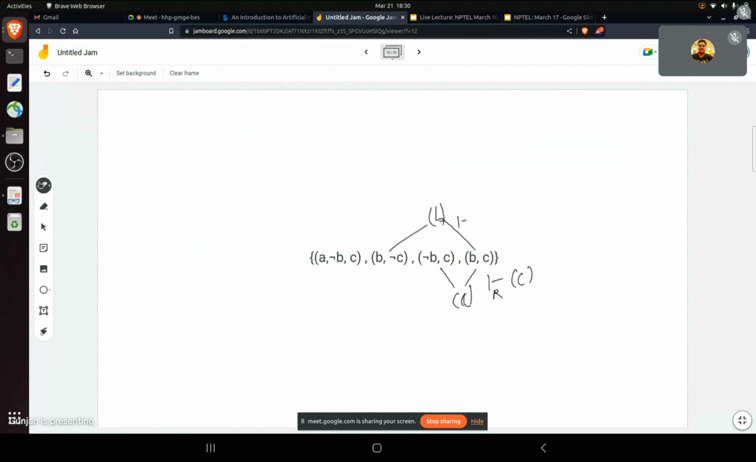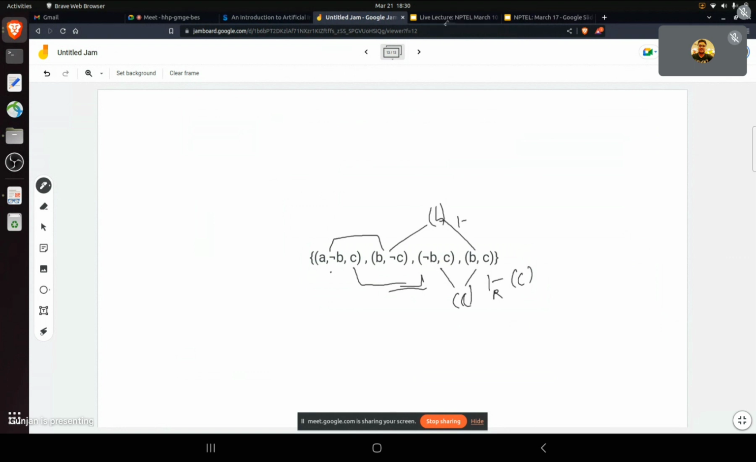But can you show by resolution, by taking any two clauses from these sets, that you can obtain A? If you can, that means A is entailed. Otherwise, you cannot show it. Yes, sir. We cannot, because there is no clause with negative A or something. Exactly.